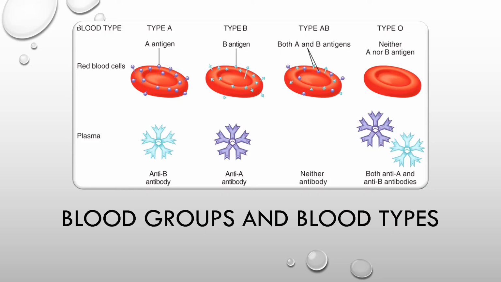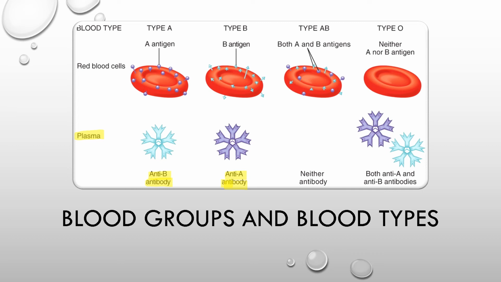Now the antibodies present in each of the 4 blood types are shown here. So this is within the plasma. This looks like the anti-B antibody. This is the anti-A antibody. And one very important thing is that you do not have the antibodies that react with the antigens of your own red blood cells. But you do have antibodies for antigens that your red blood cells lack.